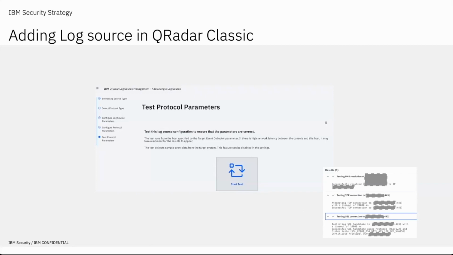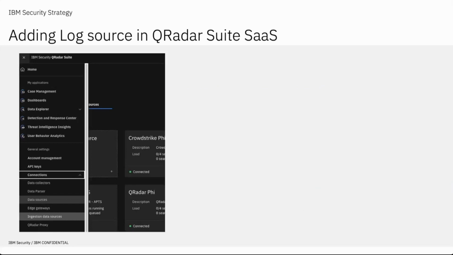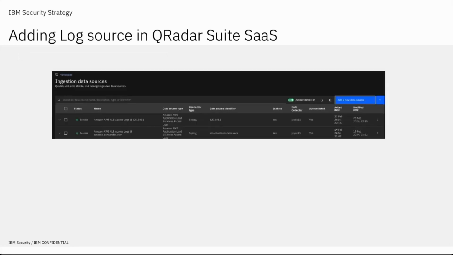Now we said that the same thing is also applicable for the new generation QRadar suite, and here the UI looks pretty different, because of the UAX that we discussed earlier. Here, you click on the hamburger menu, you go to connections. After going to connections, you go to the ingestion data sources. In QRadar Classic, we went to the log source manager app. Here we are going to the ingestion data sources. The screen that you see is very similar to the log source manager. You click here and say add a new data source.